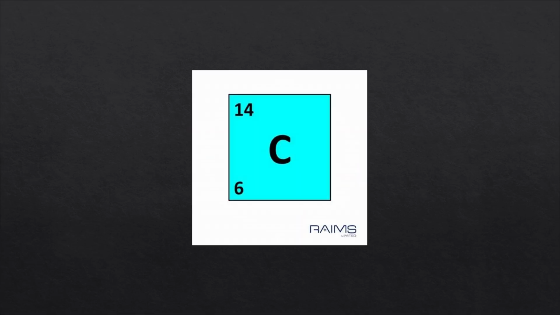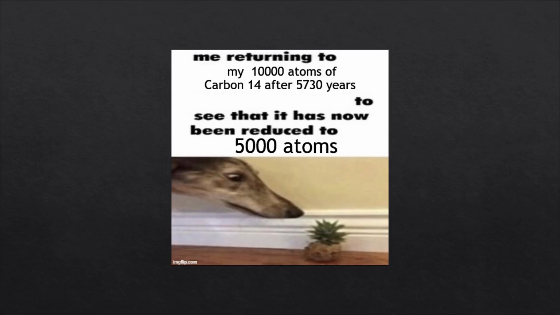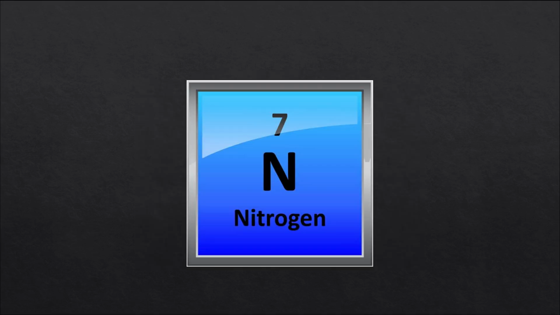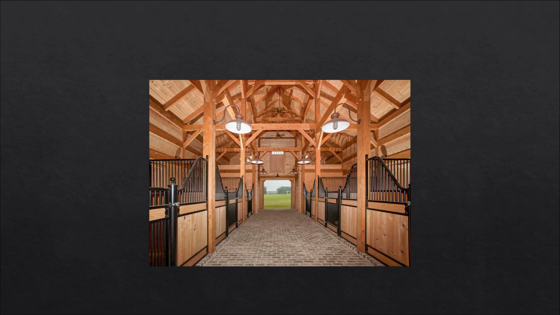Each atom of carbon-14 has a half-life of 5,730 years. This means that if you had 1,000 atoms of carbon-14, after 5,730 years, there would now only be 500 atoms of carbon-14, as the other 500 have decayed into nitrogen-14 instead. This nitrogen that is formed is stable, so it does not have an activity, as it does not decay over time.